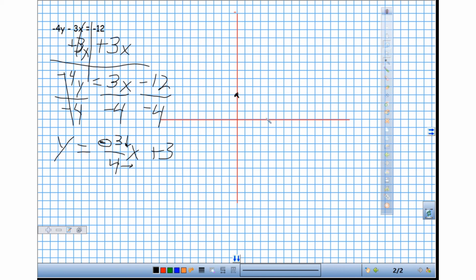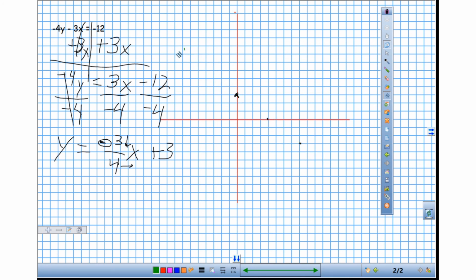1, 2, 3, 4. Now I can do that several times. Okay? So down 3, 1, 2, 3, to the right 4, 1, 2, 3, 4. Okay? So I can do that and I can continue to do that. But now I have a line, right? And now I can go ahead and plot that line.